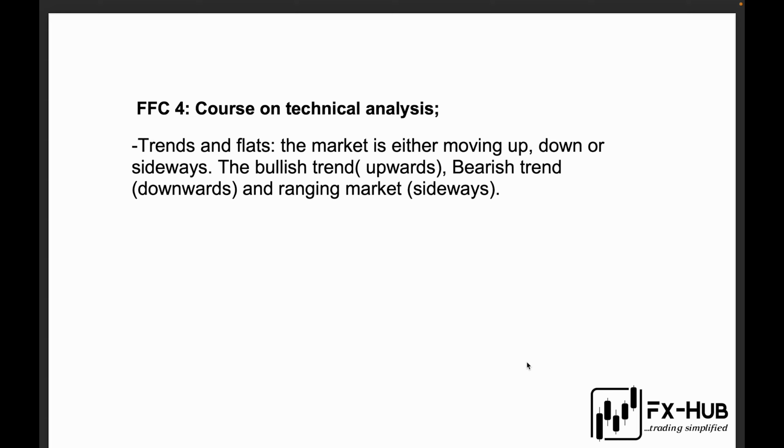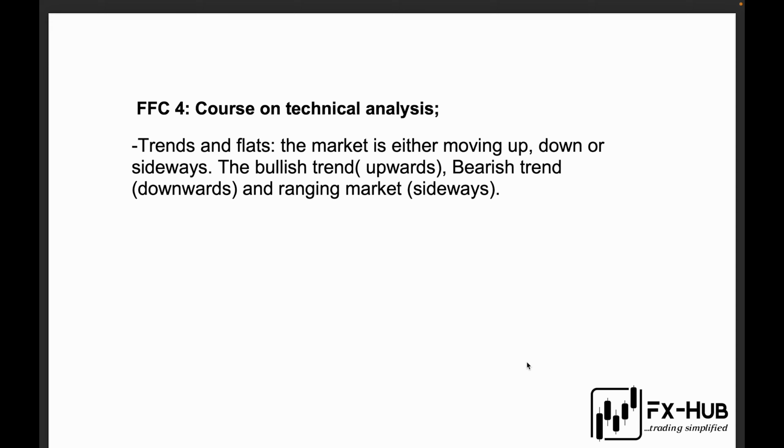That is to say, we have the bullish trend, which refers to the upward market where the market is going up. We'll have the bearish trend, which is the downward movement of the market. And we'll have the ranging market, which is when the market is moving sideways, when it's bound within a range.